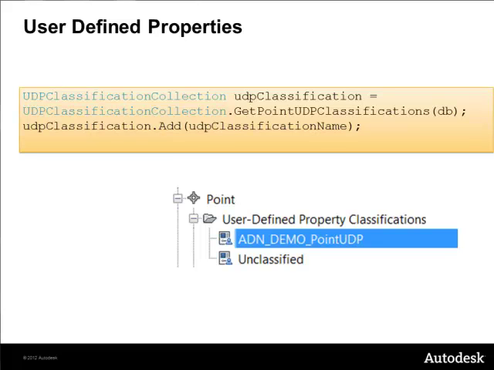The UDP classification collection exposes an interface to access and manipulate all the classifications in the drawing, as well as creating new ones. Classifications are created by name, and the Add method throws an exception if the specified name already exists. You can avoid the exception by calling Contains to check for the existence of a classification with the specified name.